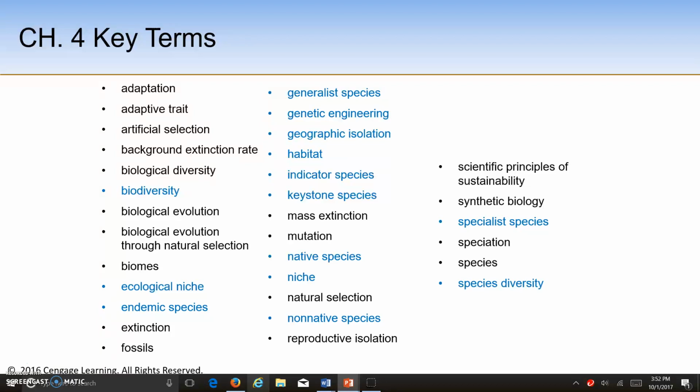The items in blue are ones to draw your attention to, including biodiversity, ecological niche, endemic species, generalist species, genetic engineering, geographic isolation, habitat, indicator species, keystone species, native species, niche, non-native species, specialist species, and species diversity. I will focus on some of these terms as we proceed with the slides.